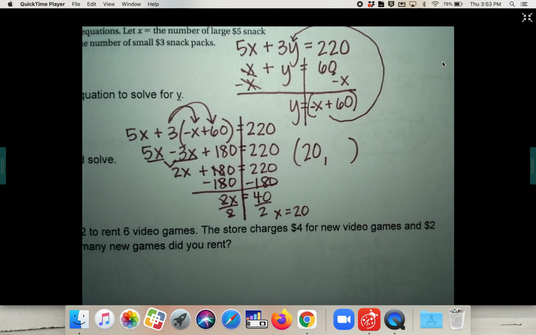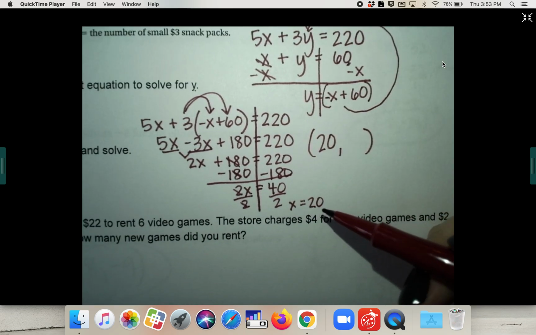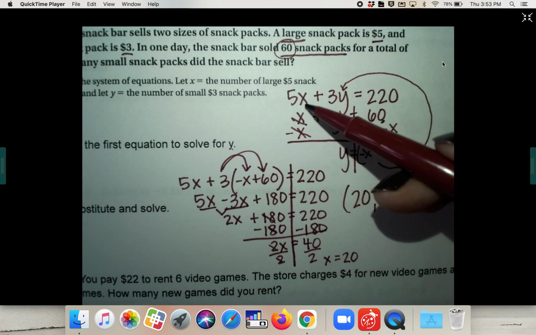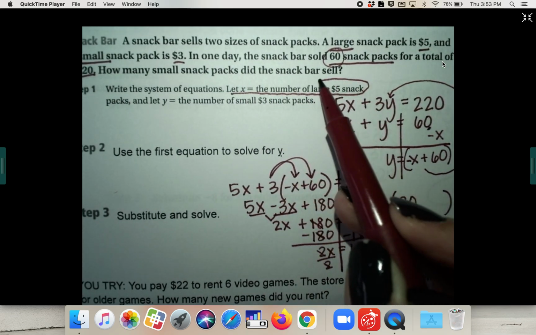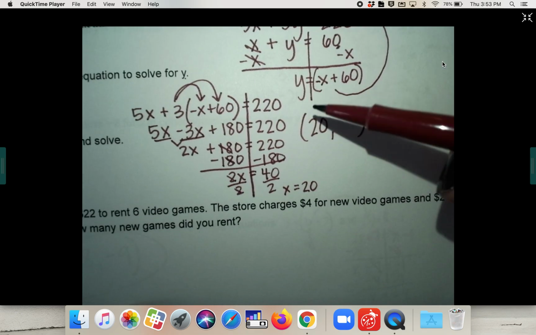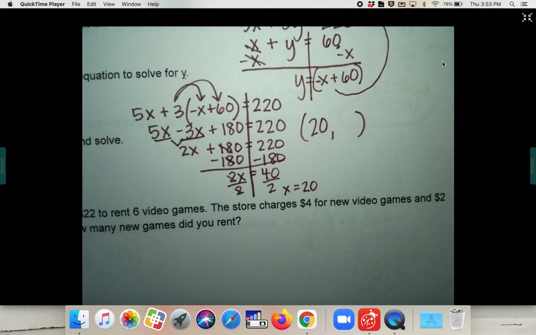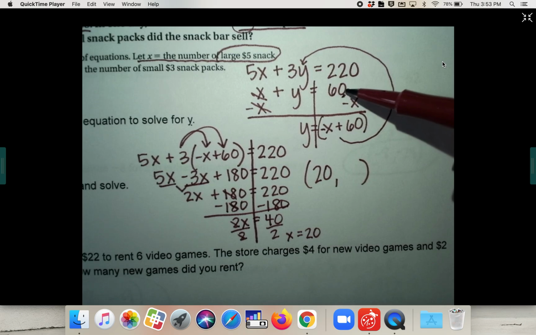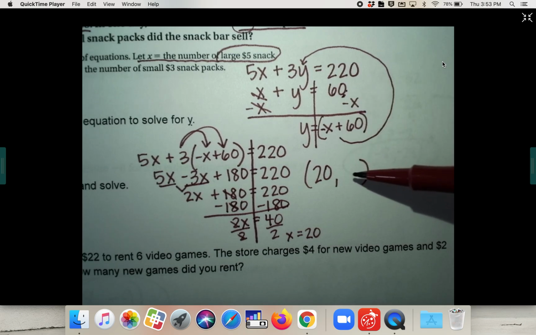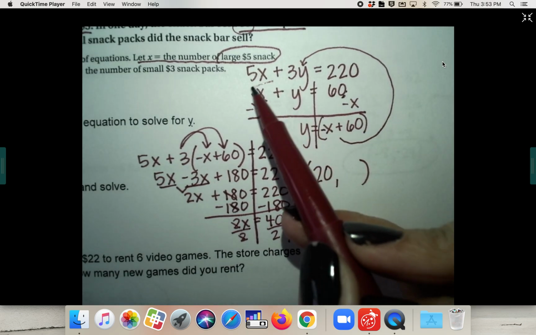We don't know what our y coordinate is yet, but what does x represent? Our x represents the number of large snacks. So we sold 20 large snacks at $5 a piece. If we know that we sold 60 total snack packs, how many does that have to mean that we sold of the small ones?